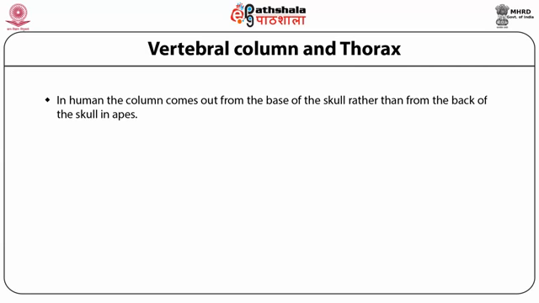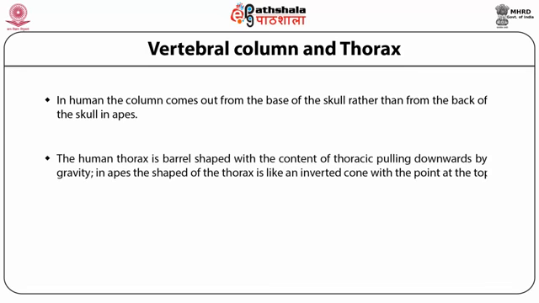Shifting the center of gravity also brings changes in the shape of the thorax. The human thorax is barrel-shaped, with the contents of the thorax pulled downward by gravity. The transverse diameter is greater than the dorso-ventral diameter. The shoulder girdle is broader and the clavicle is longer than in the apes. However, in apes, the shape of the thorax is like an inverted cone with the point at the top.